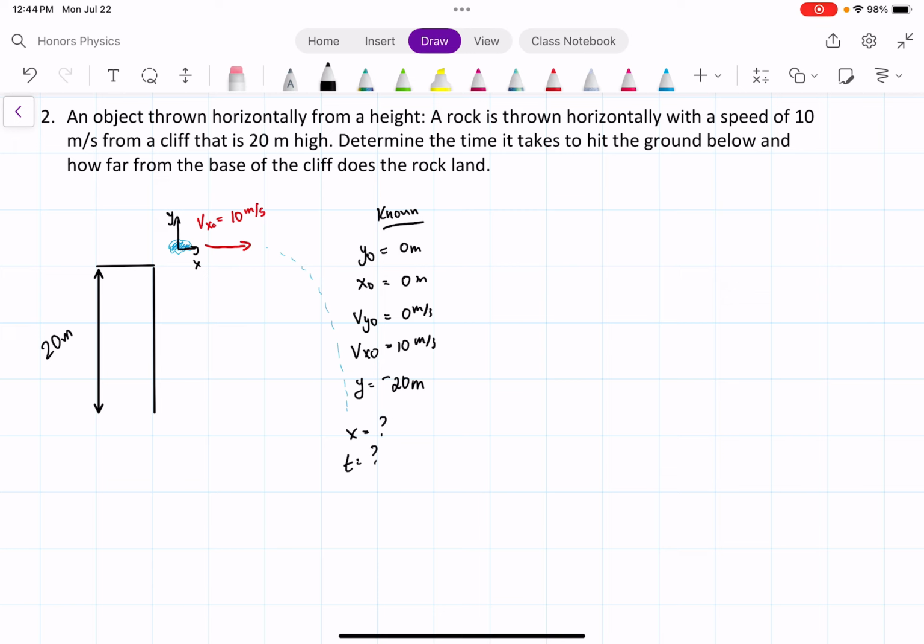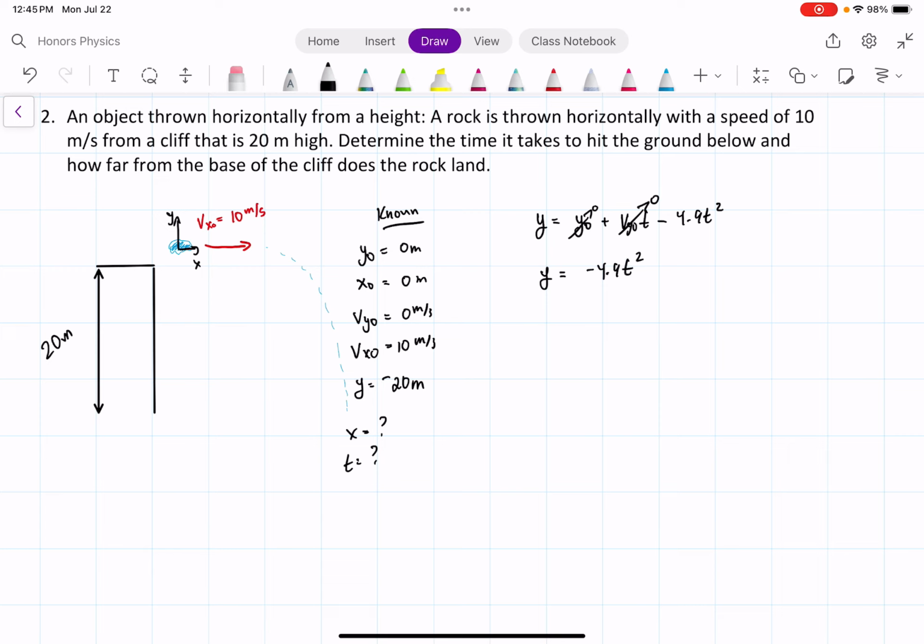To do this, we're first going to find the time. We can do that the same exact way we did in the previous problem by using the second kinematic equation in the y. So we get y equals our initial height plus our initial y velocity times time minus 4.9 t squared. And again, y naught is 0 and vy naught is 0, so you're going to see that we get this same exact equation.